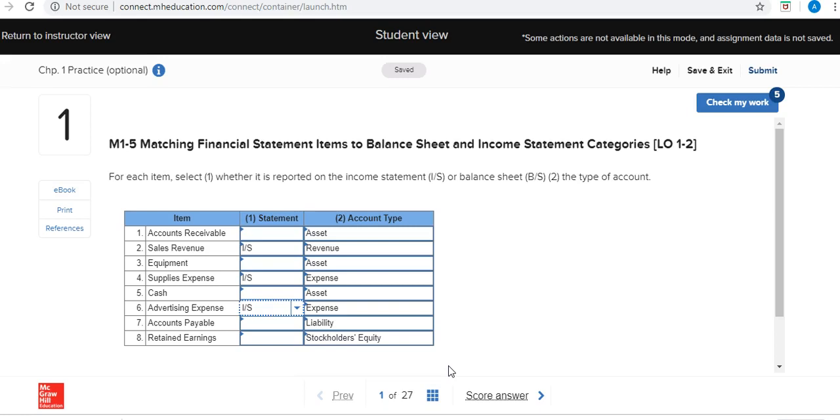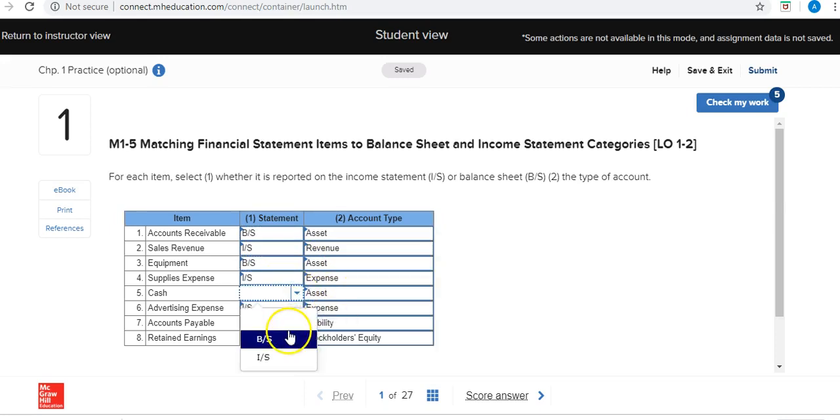Our balance sheet reports the amounts of assets, liabilities, and stockholders' equity of a business at a point in time. So all assets, liabilities, and equity belong on the balance sheet. Accounts receivable we've identified as an asset. That goes on the balance sheet. Equipment is an asset, also on the balance sheet. Cash is an asset on the balance sheet.